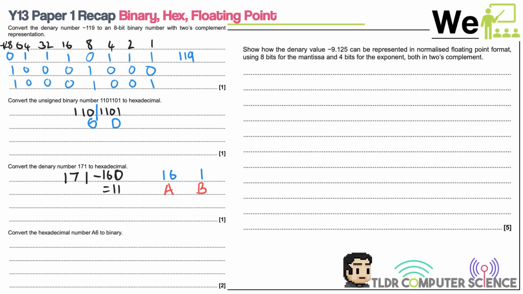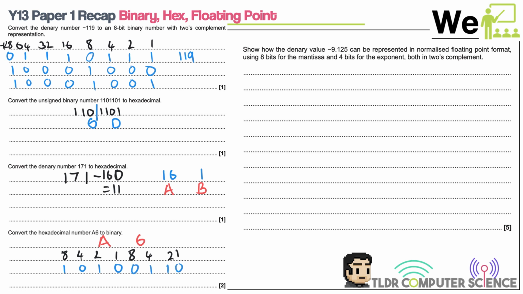And then finally convert A6 to binary. So we started with our A and we got our 6. Each of these is a nibble. So we can do the left and right side nibble. 1, 2, 4, and 8. 1, 2, 4, and 8. A in hexadecimal is the value 10. So that would be a 1 and a 0 and a 1 and a 0 and 6. Well, that's just a 6.